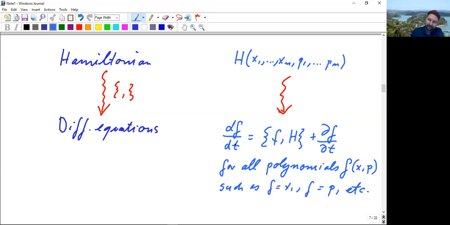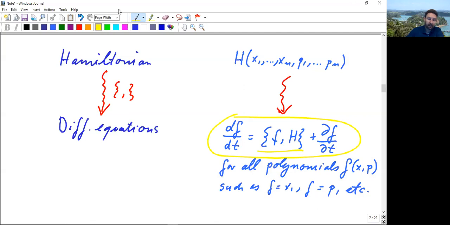And then the time derivative of that expression that you chose is going to be given by this polynomial, right? F is a polynomial, H is a polynomial. Oh, I don't know if you see my cursor. So this is a polynomial because F is a polynomial and H is a polynomial. So overall, all of this is a differential equation because here's the time derivative and here's just a polynomial in the x's and the p's.